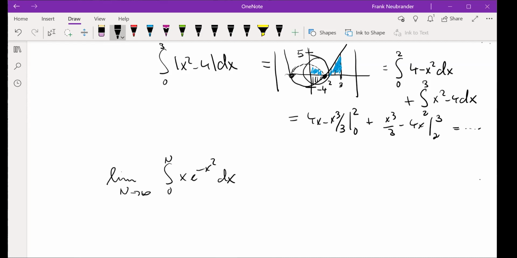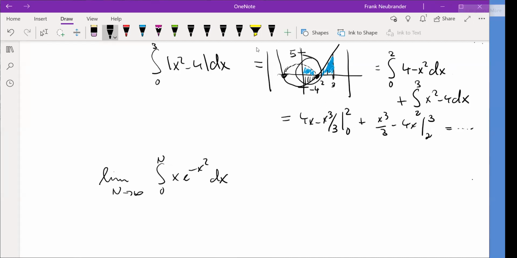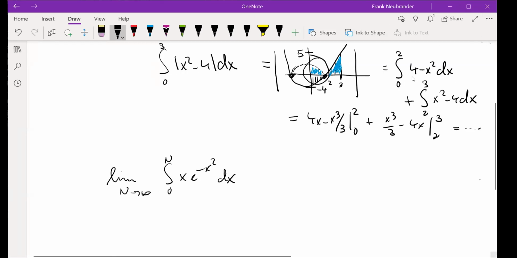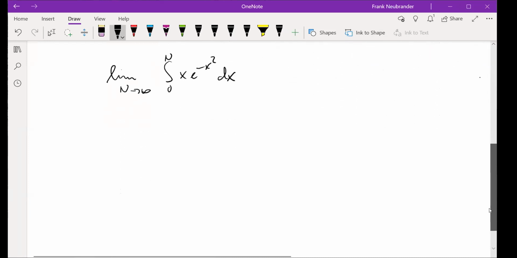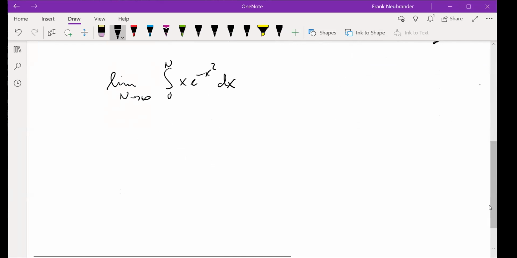Again, the absolute value sign will be in the final. That's an important problem to understand. Now finally, the last problem: the integral of x times e to the minus x squared dx. I do not think there is any algebra you could possibly do, so the only possible way to proceed is to make a u substitution.